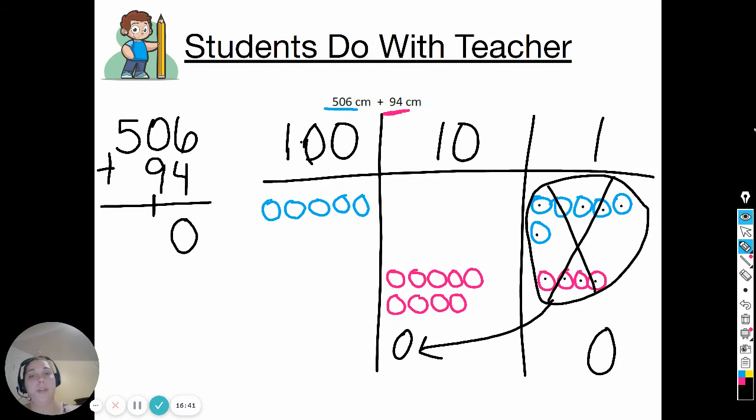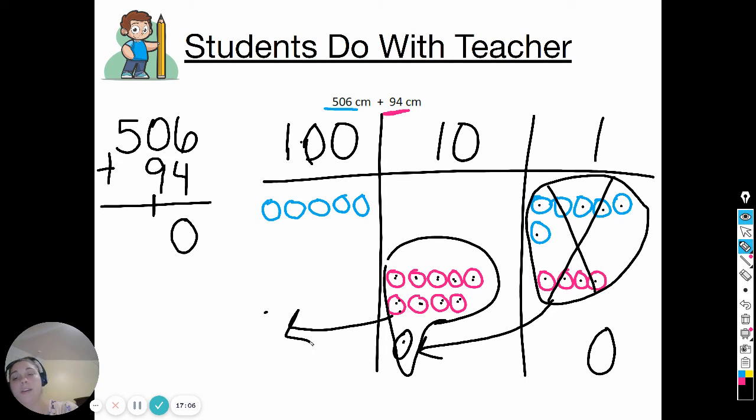Now let's go ahead and add up the tens place. 1, 2, 3, 4, 5, 6, 7, 8, 9, 10. Okay, and we know that's really like 10, 20, 30, 40, 50, 60, 70, 80, 90, 100. So we're going to take those 100, trade it for 100, and get rid of these. Okay, so we took 10 tens and traded it for 100. You can see there's 0 tens left.